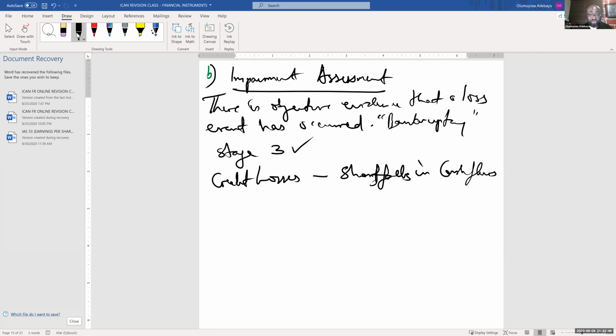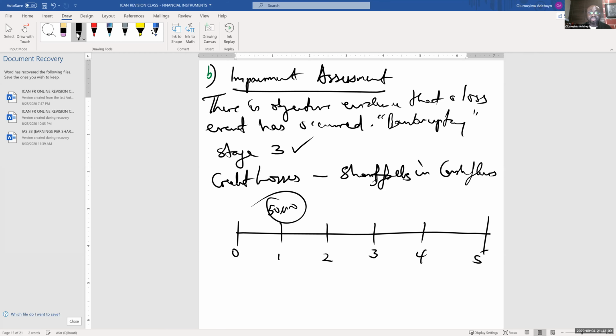Now, what are the shortfalls? Remember that we have 5 years. Year 1, we have fulfilled it. Year 2, we have fulfilled it. But what is left that we have not collected the cash flow is year 3, year 4, and what? Year 5. Year 5, there are 2 cash flows, 50,000 and 1,305,350.